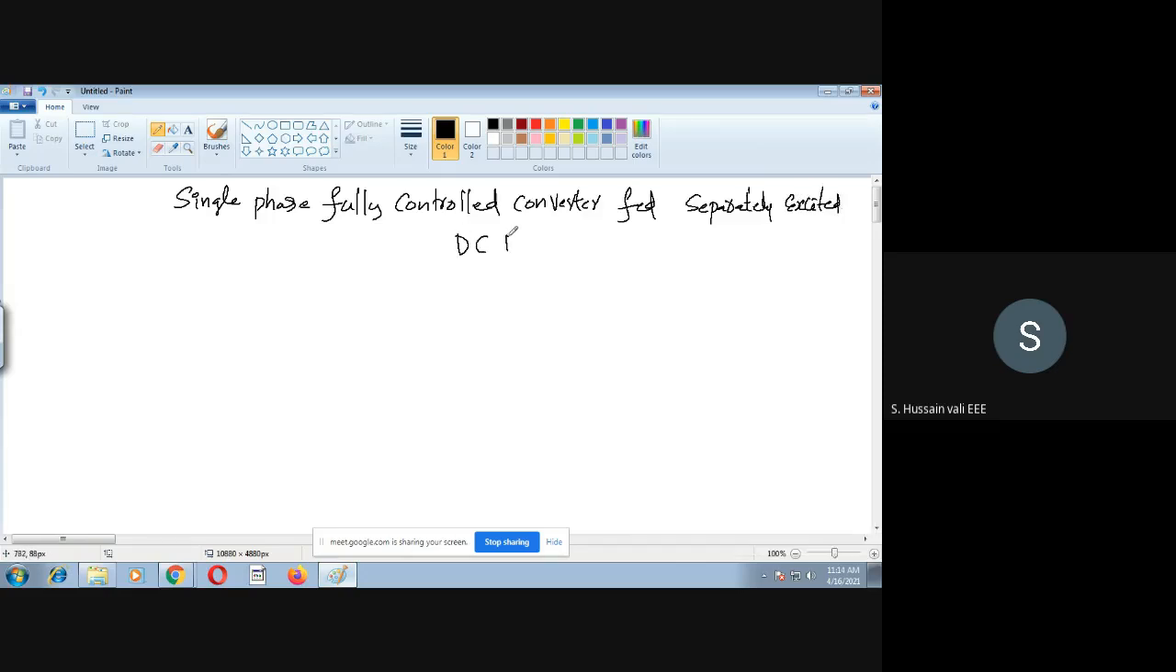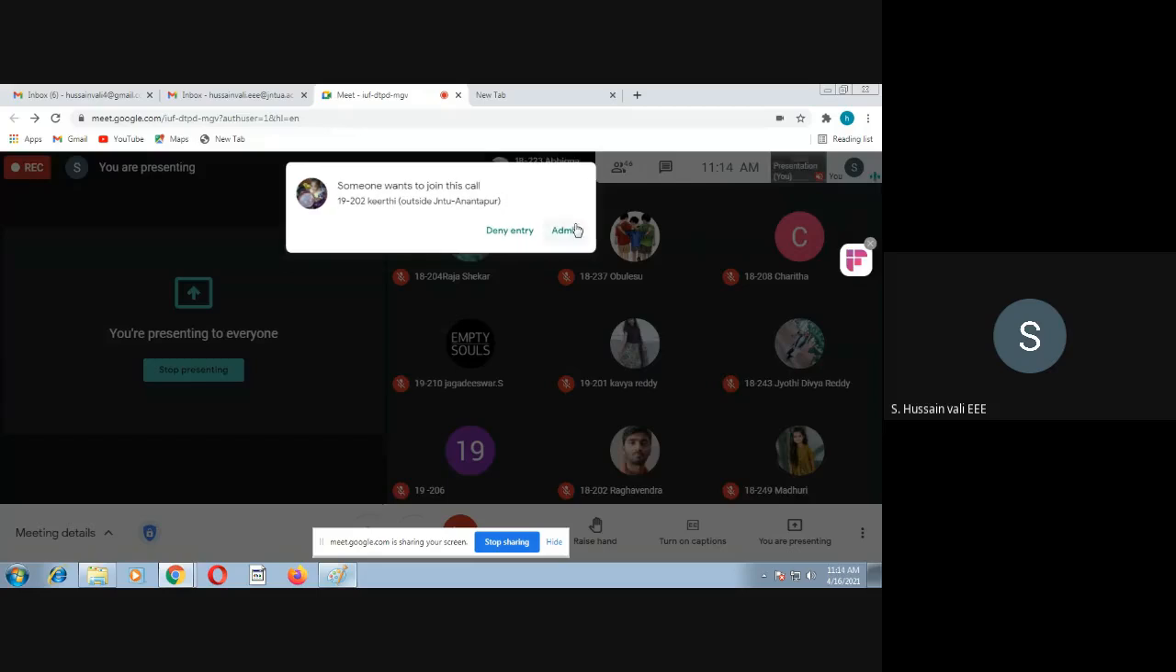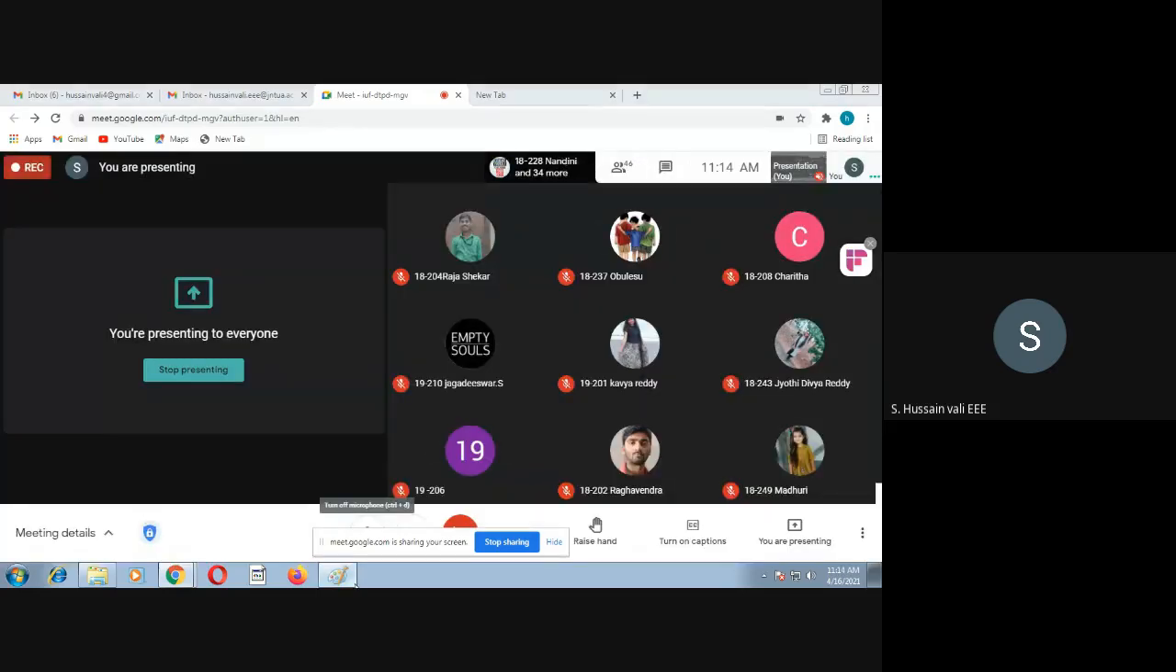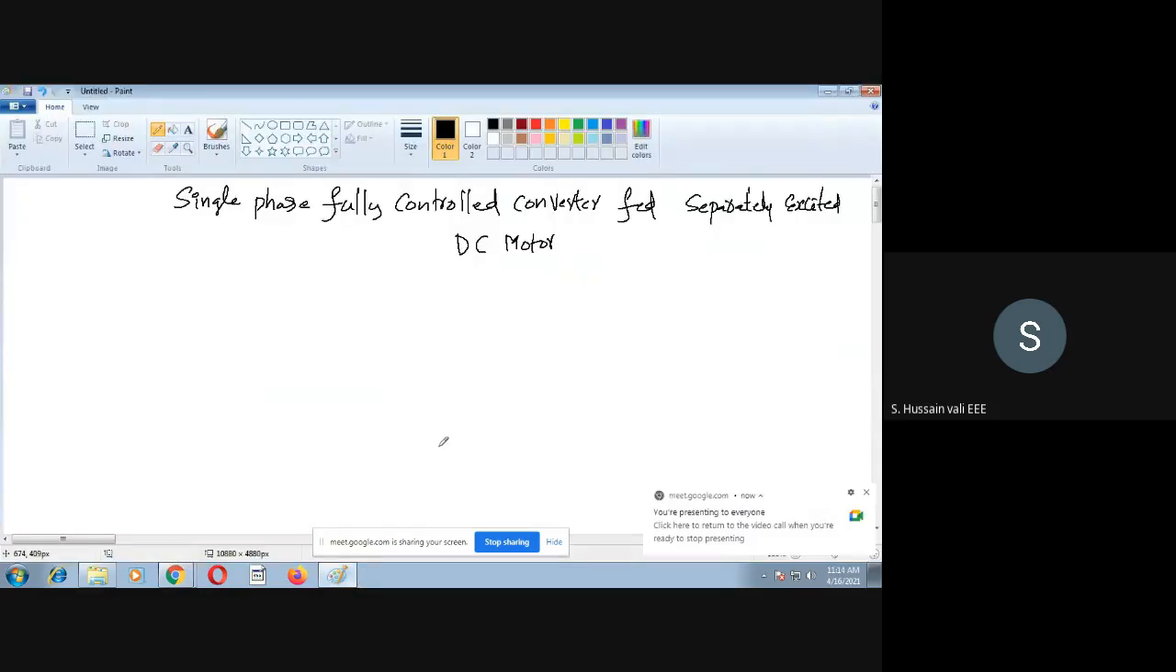DC motor. Last class, the last topic was a single phase semi controlled converter fed separately excited DC motor. Now the topic here is single phase fully controlled. I hope you know the difference between the semi converter and full converter. So we'll start with the circuit diagram first.